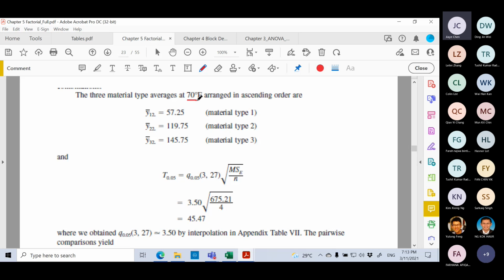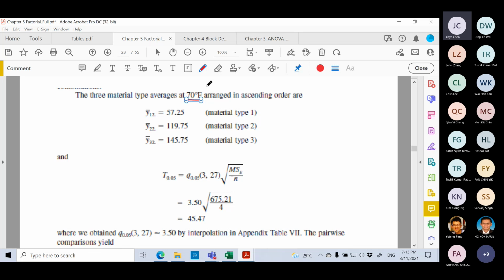So the first one is here. We concentrate on 70 degrees. Here you have the mean for the first type will be 57, the mean for the second type will be 119, and the mean for the third type will be 145. We know that the material types are different. So is there any difference between the 2 and the 3? Of course, 57 and 119 are quite different, and similarly 57 and 145 are also quite different. But what we are interested in is whether these 2 are close enough or they are different.